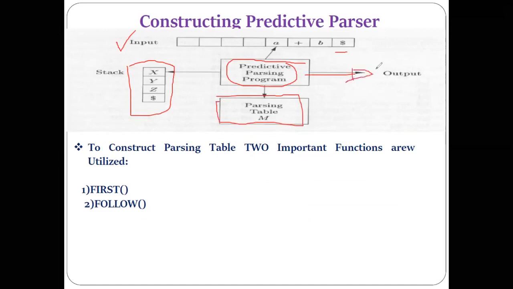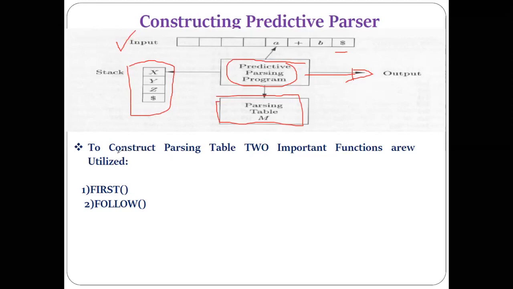Now, what will be the output? The output will be whether that string is syntactically correct or not, or whether that string is successfully parsed or not. If the string is successfully parsed, it means the syntax of that particular stream of tokens, that particular sentence, is correct. That is the meaning of successful parsing.